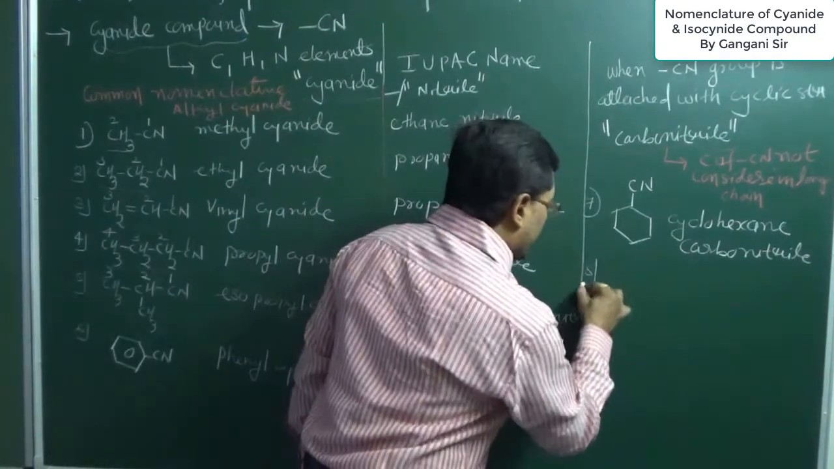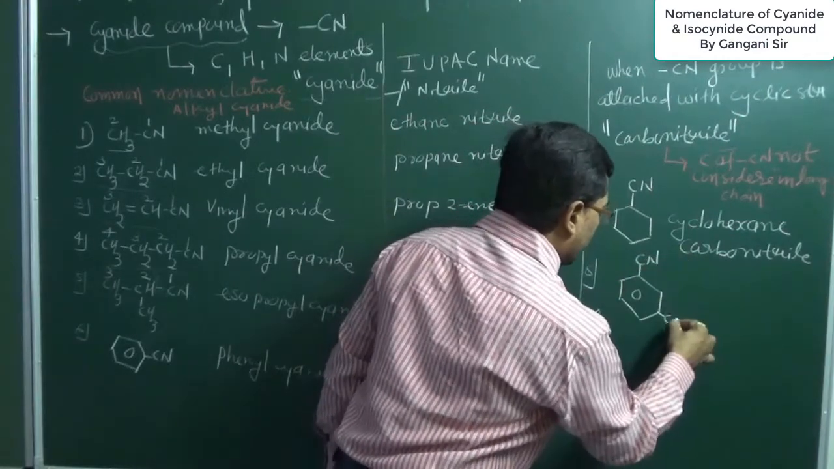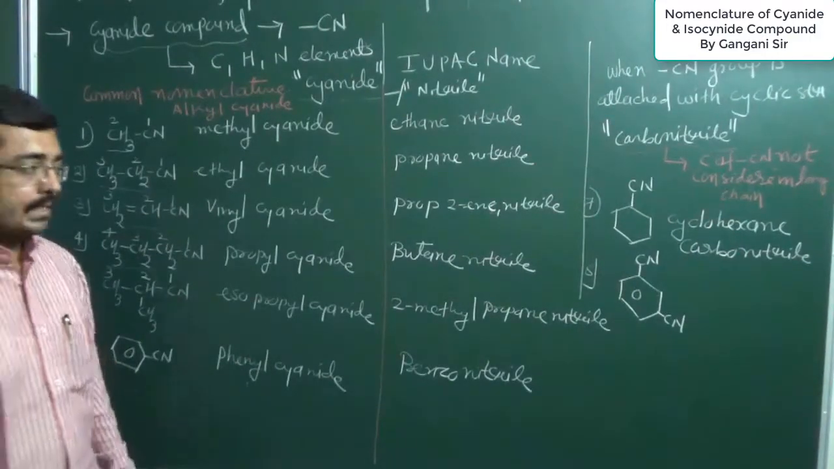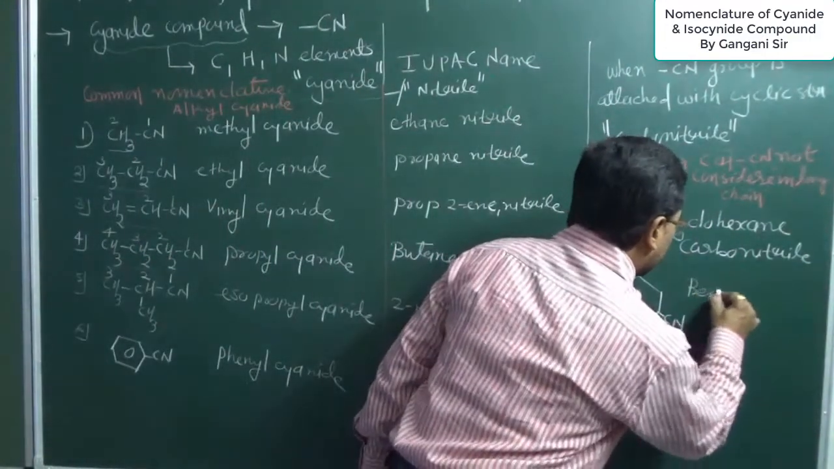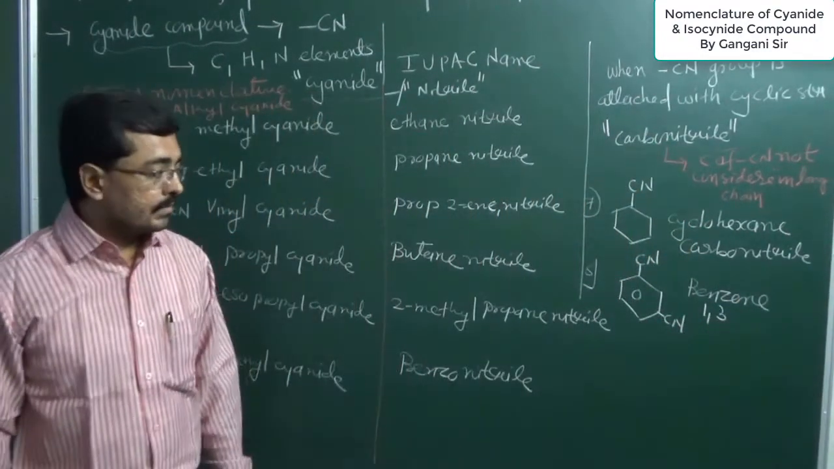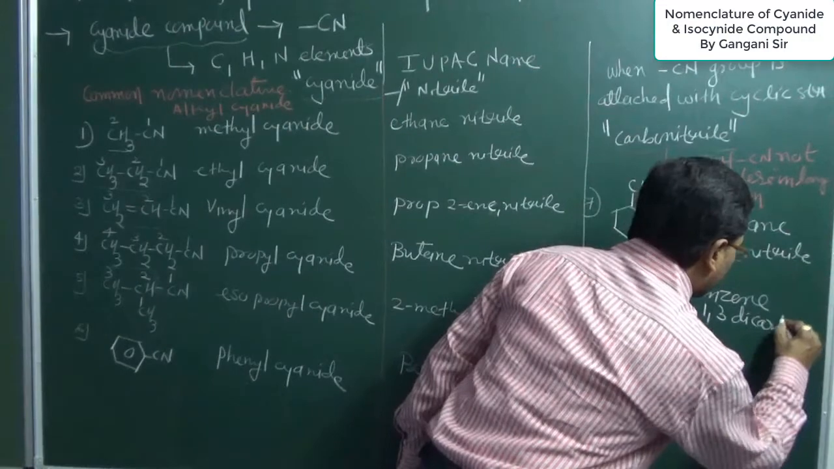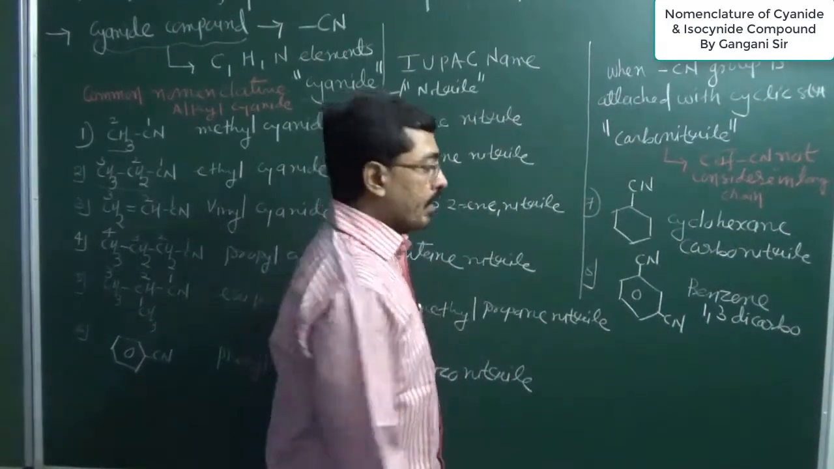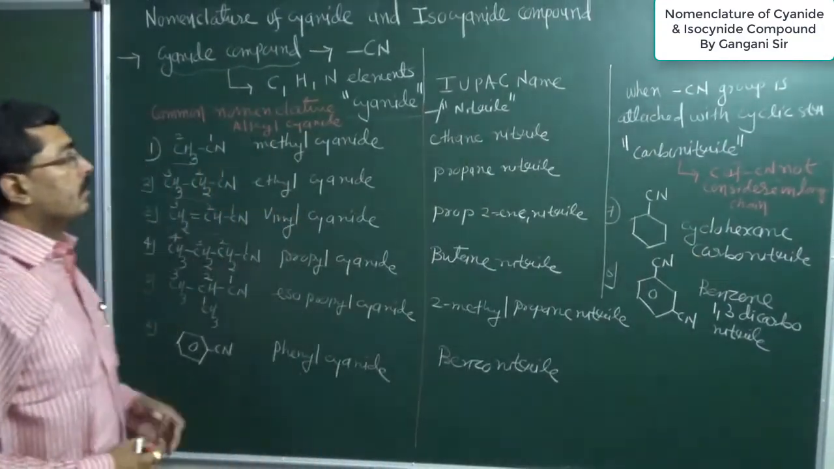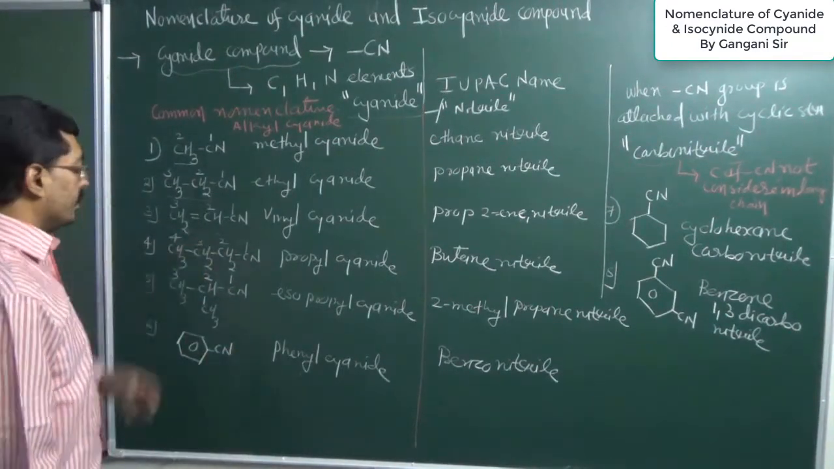Now suppose instead of this, we have two CN groups present on a benzene ring. Then the parent chain name will be benzene. We write benzene first, and the CN groups are present on the first and third carbon atoms, and both are the same, so 1,3 dicarbonitrile. We can give the IUPAC name of this structure as benzene 1,3 dicarbonitrile. So by using this method, one can give the IUPAC as well as the common name of a cyanide compound.